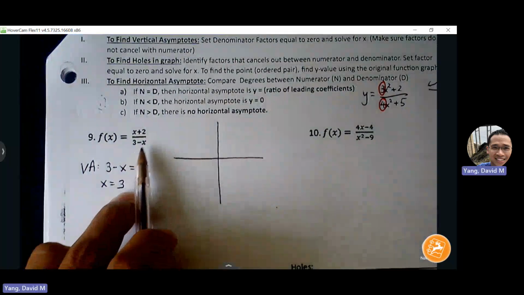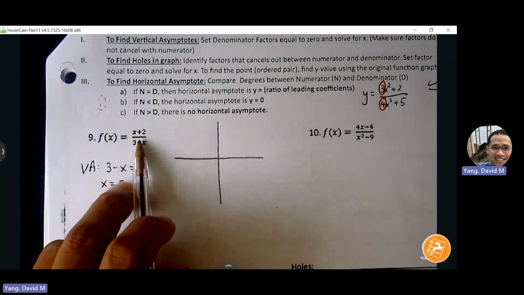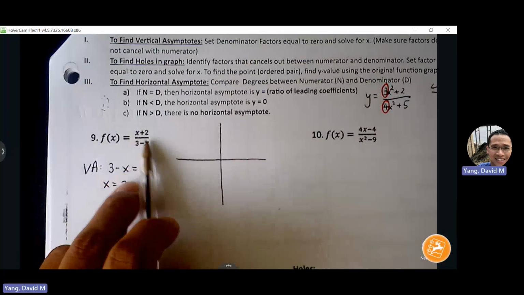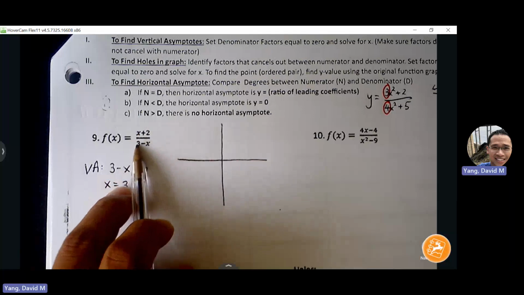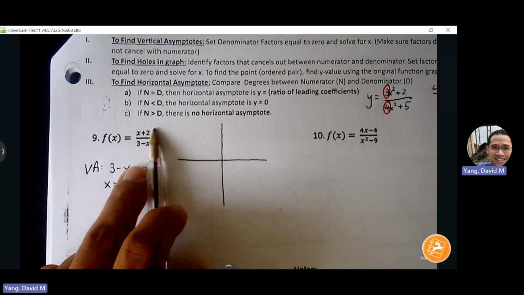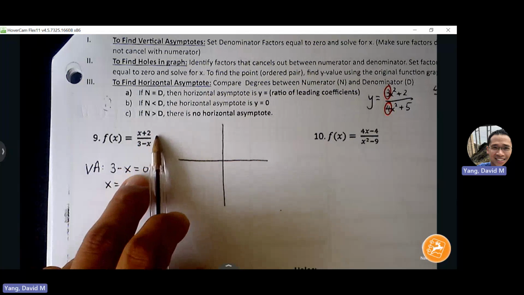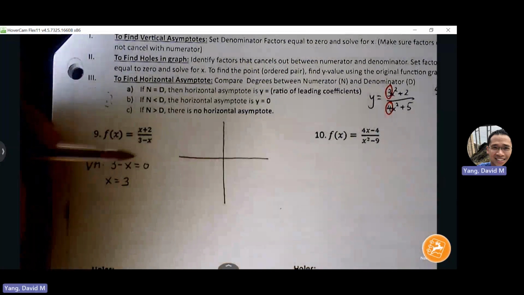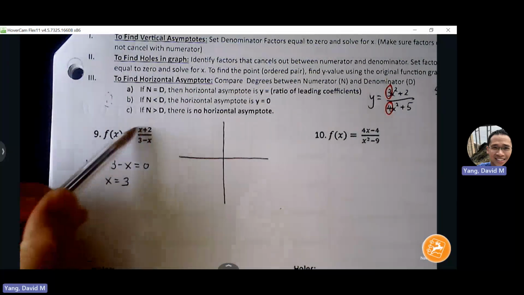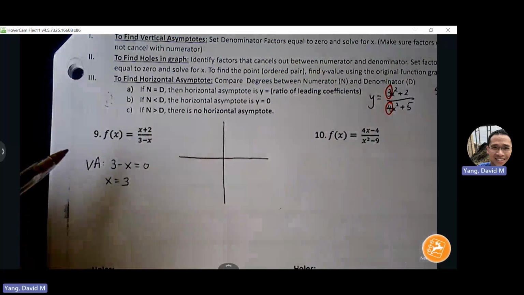We see that 3 minus x is not matching with any factors in the numerator. Again, we can't cancel across addition and subtraction. If there's going to be a factor that cancels out with 3 minus x, there must be a 3 minus x up in the numerator, or some version of it, maybe x minus 3. But it's got to look exactly the same. So there's no common factor. There are no holes in this graph, because no common factors cancel out.